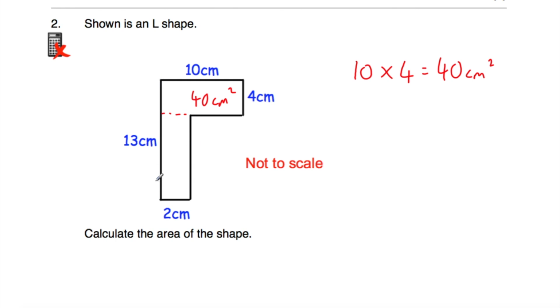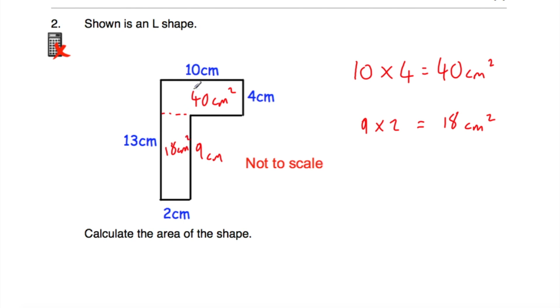Now if we look at the height of the whole shape, the height of the whole shape is 13 centimeters, and the height of this part, or the length of this part, is 4 centimeters. 13 take away 4 is equal to 9, so that means the length of this part here must be 9 centimeters. So to get the area of this part, we're going to do 9 multiplied by 2, the length multiplied by the width. And 9 times 2 is equal to 18 centimeters squared. So that means the area of this part is 18 centimeters squared.